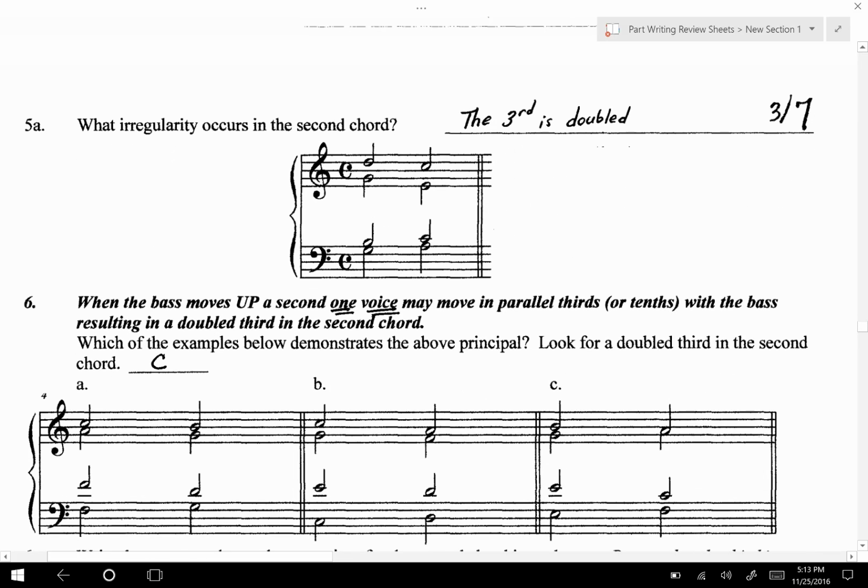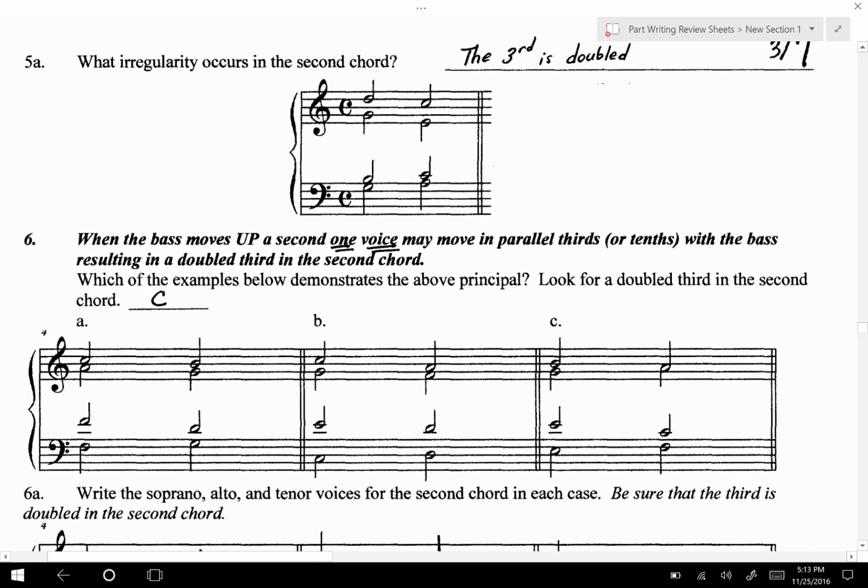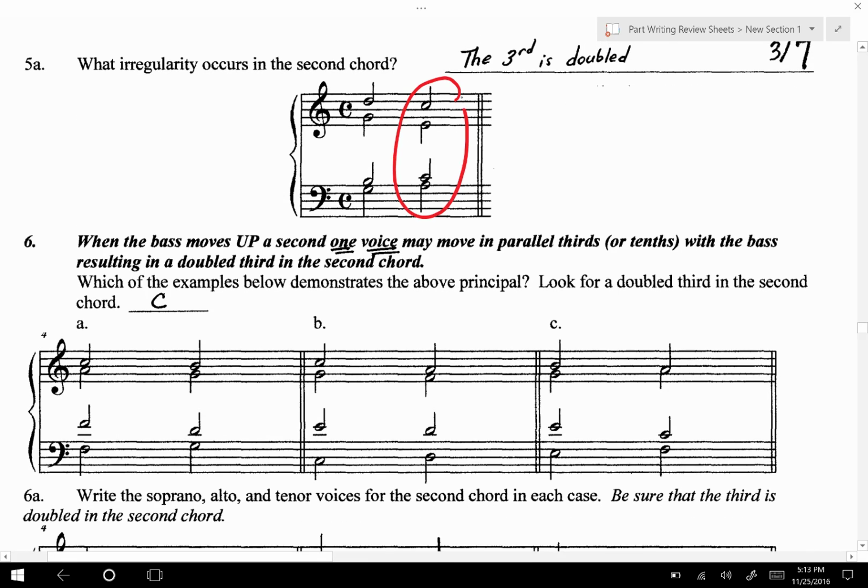(5A). What irregularity occurs in the 2nd chord? Let's look here. Hopefully you saw that the 3rd is doubled. The triad in the 2nd chord is FAC. I only see one F, the triad here is ACE. And I only see one A, but I see 2 Cs. Why is that? Well, remember the rule that when the bass moves by the interval of a second, occasionally you're going to have to double the third in the second chord to avoid certain intervals. And so that's what you see there.